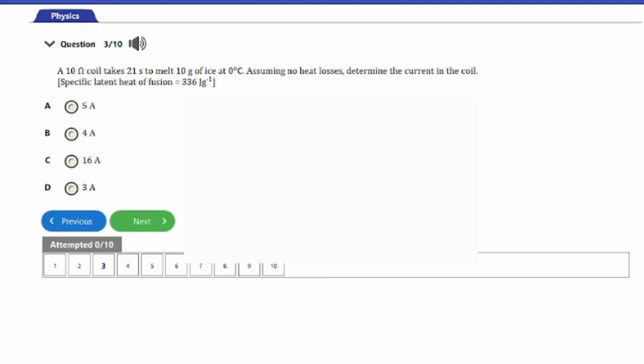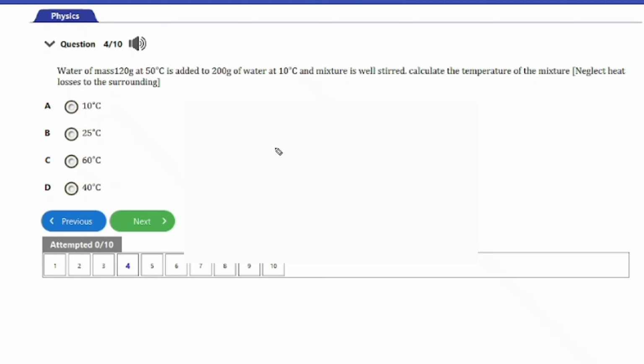Let's go ahead and consider the next question. So that's question number 4 here. It says, water of mass 120 gram at 50 degrees Celsius is added to 200 grams of water at 10 degrees Celsius and the mixture is well stirred. Calculate the temperature of the mixture. Neglect heat losses to the surrounding.